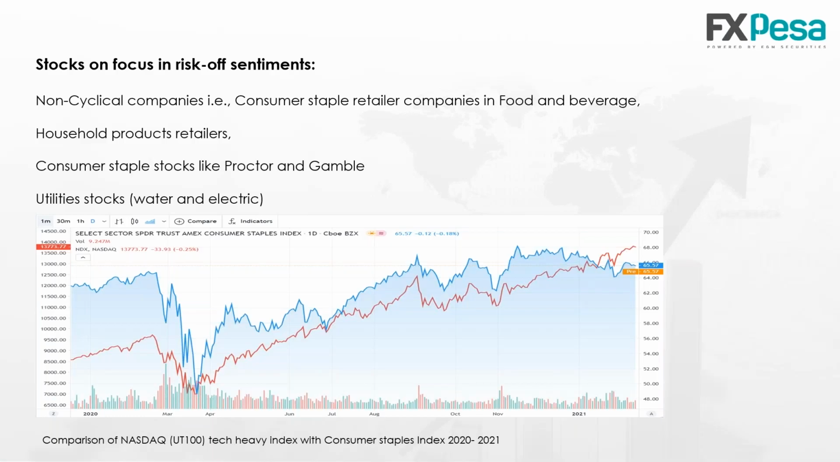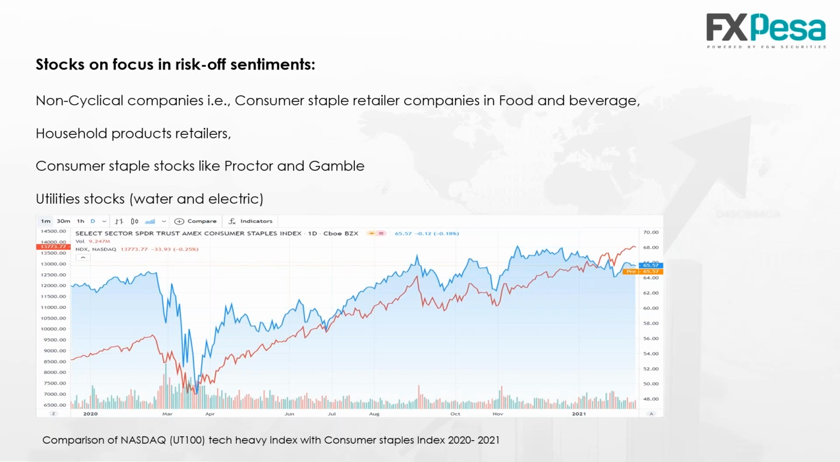Checking up on the stock side, in the risk-off sentiment, we have companies in various sectors. We have companies in the consumer sector selling household products, in the utilities sector, right? So we're talking about non-cyclical companies. That's what you focus on in risk-off times. These are consumer staple retailer companies like food and beverages. Whether there is a crisis, whether people are not going out, people must eat.